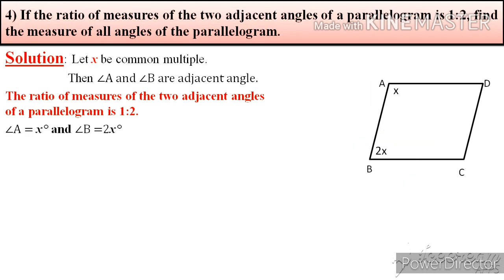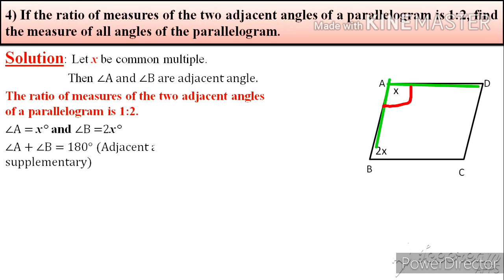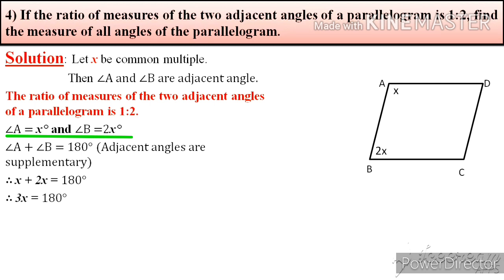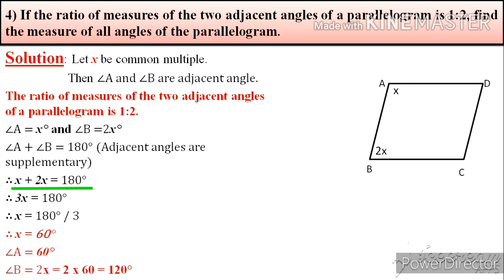Angle A and angle B are adjacent angles. The ratio of the measures of the two adjacent angles of a parallelogram is given as 1:2. Therefore, angle A is equal to x degrees and angle B is equal to 2x degrees. The addition of angle A plus angle B equals 180 degrees, as adjacent angles are supplementary. Substituting the values, x plus 2x equals 180 degrees. Here we get 3x equals 180 degrees.